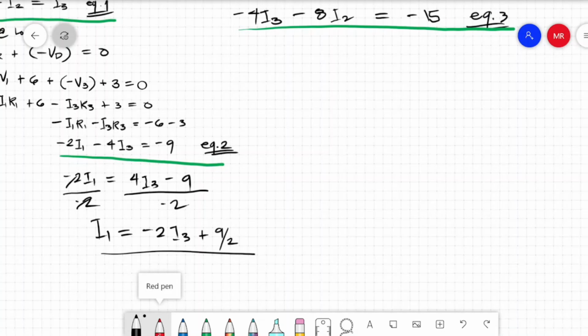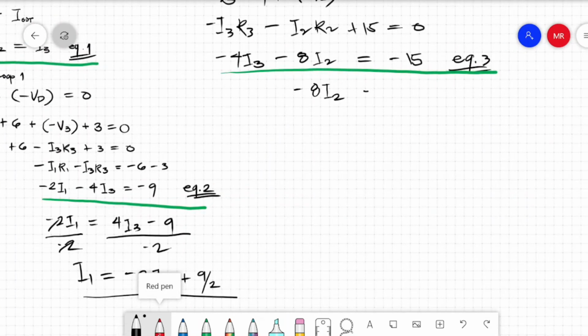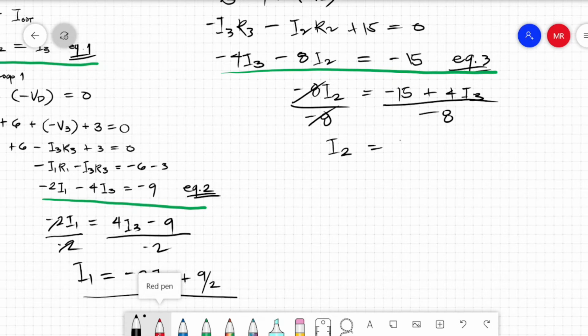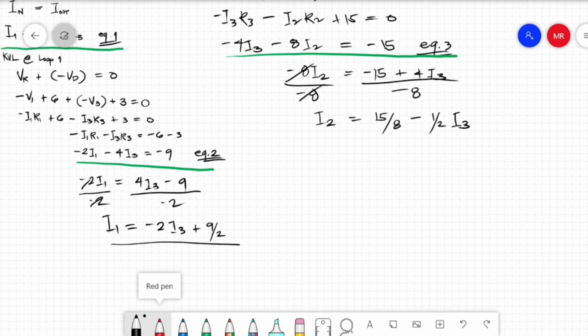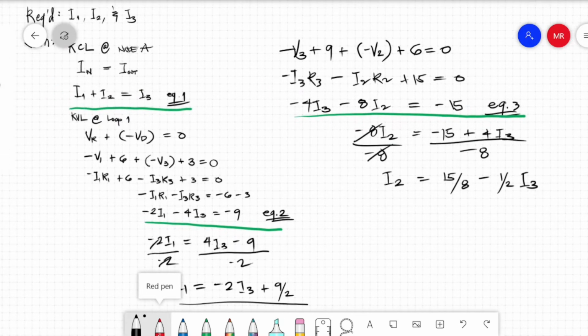And for I2, this will become negative 8 I2 is equal to negative 15 plus 4I3. Divide this by negative 8, cancel by negative 8. I2 in terms of I3 is 15 over 8 minus 1 half I3. So we have now I1 and I2 in terms of I3. Now, if we substitute I1 and I2 in equation number 1, then we will have an equation where I3 is the only variable.